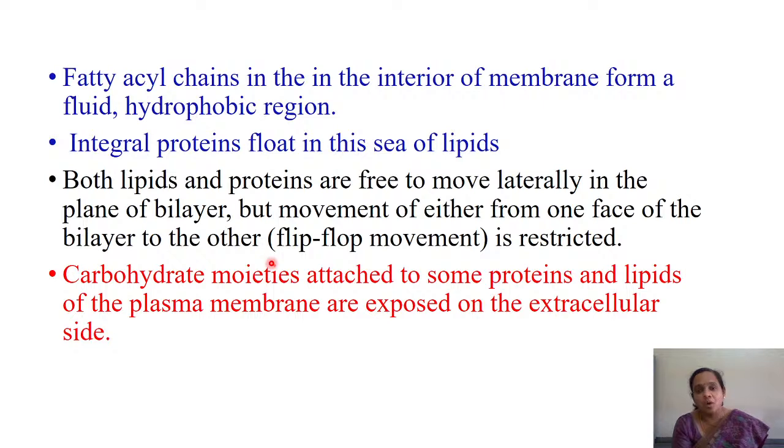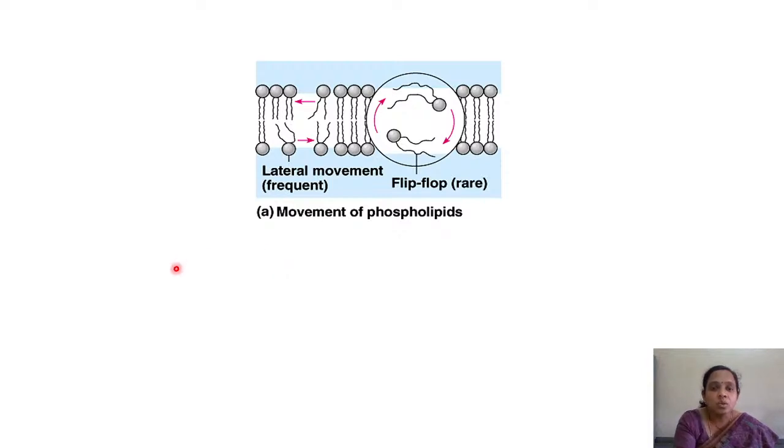Now what do the carbohydrate moieties do? The carbohydrate moieties attach to some proteins and lipids of the plasma membrane, which are exposed on the extracellular side. The movement of the lipids will be like this, on the lateral. They do not flip-flop. If they flip-flop like that, everything will turn around. So the movement in the fluid mosaic model, in the fluidity, the movement of the fatty acids will be lateral movement only. There won't be any flip-flop movement.